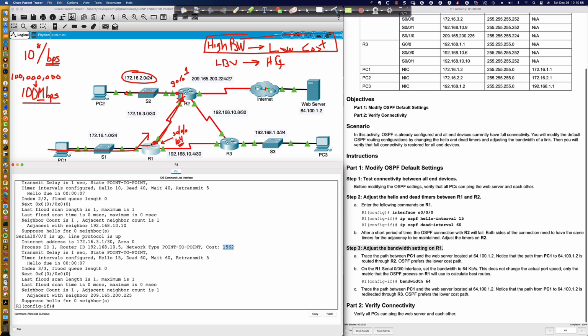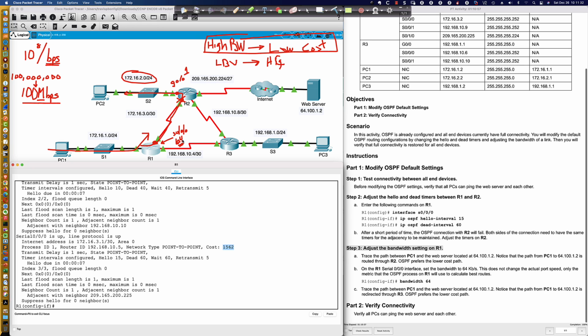So is it cheaper to go 1562 and then add 1 for the gig interface, so a total of 1563? Is that better than the 64 to come out this interface, and the 64 to come out that interface? That's 128. That gets me here. And then this interface is 100, add 1, makes it 129. So it's 129 from an OSPF cost perspective to go southbound and then northbound, rather than simply hit router 1 and come up to router 2 and come over here.